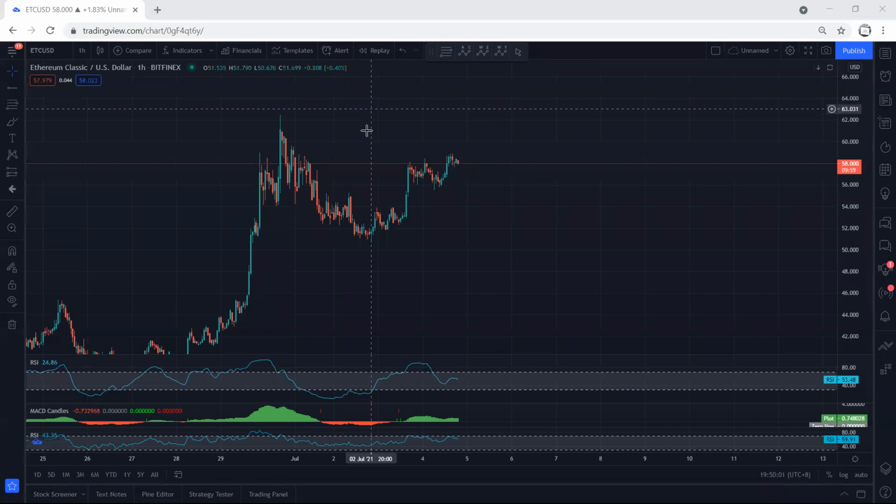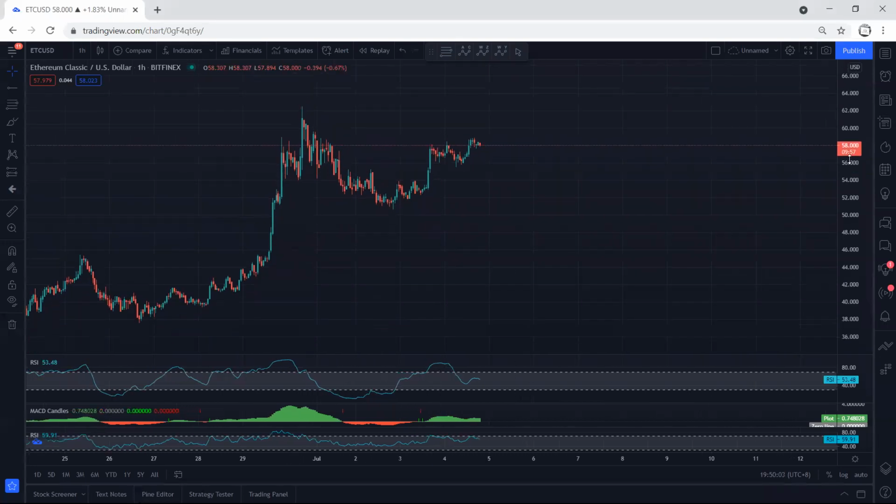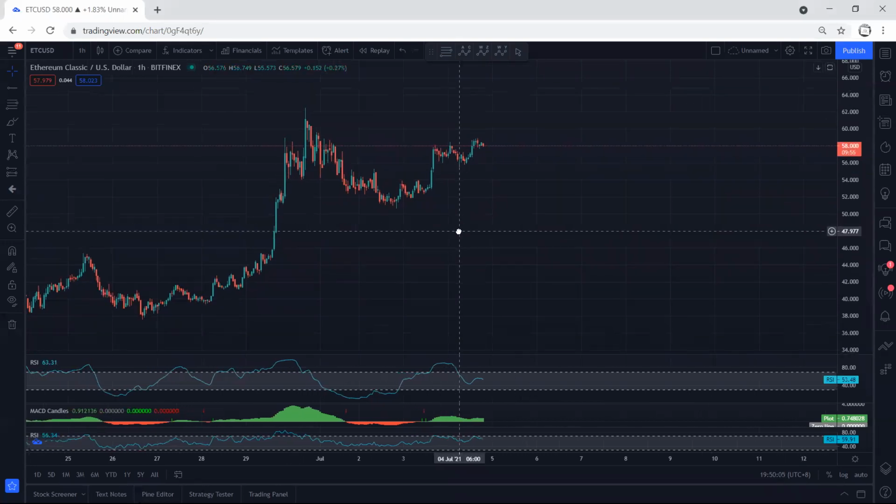Okay. Anyway, we don't have a really good trade setup. Any trade is short term. And whether this is the start of the up move or not, we need to wait.